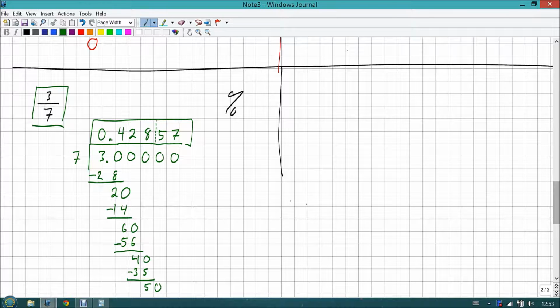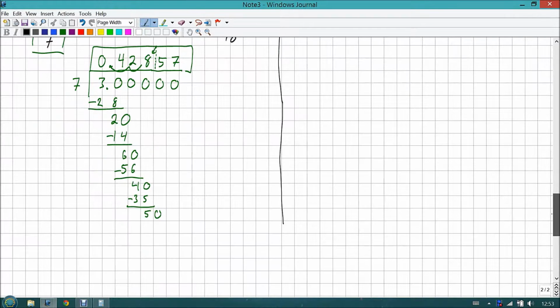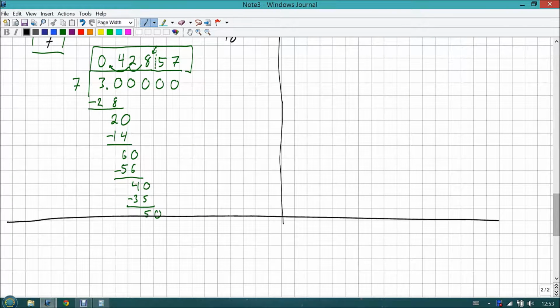And my percent, I'm going to move this 2 spaces over, and I'm going to get 42.9% because I have to round because I'm not going to an exact number. So I would say this is approximately 42.9%. So yet again, another reason why fractions are better than anything else out there once you get used to them.